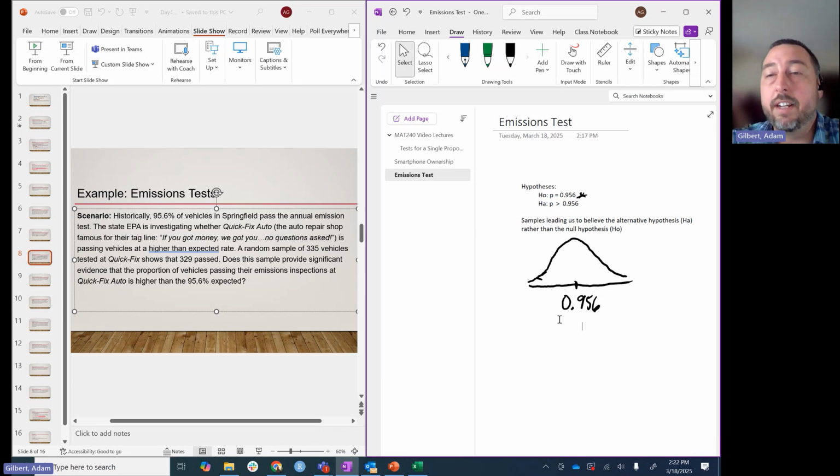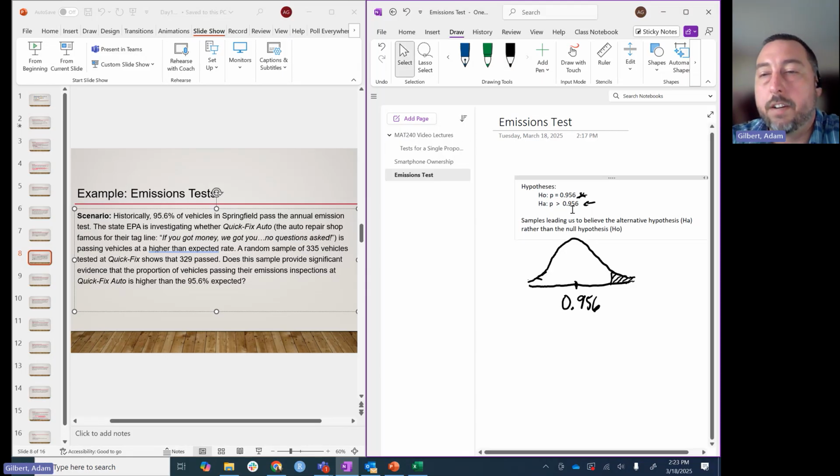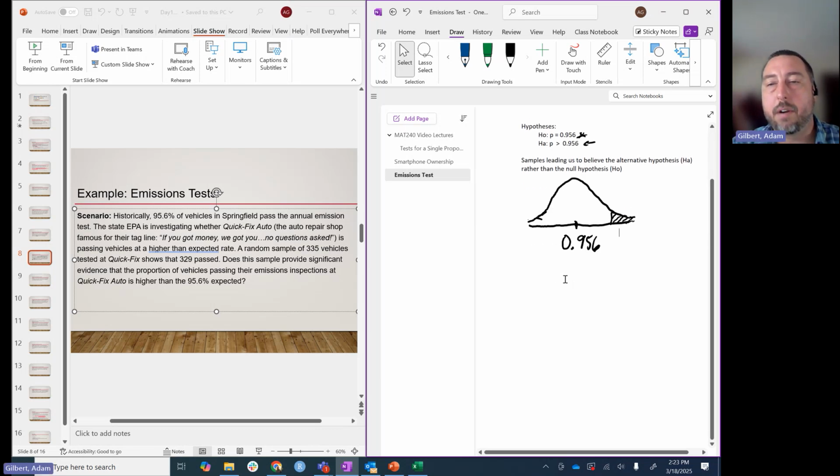Samples that would lead us to believe the alternative hypothesis instead of the null hypothesis would be samples that have an unusually high passing percentage. So they'd be up here in the upper tail. There's only one way that samples could lead us to believe the alternative hypothesis instead of the null hypothesis here. It would be higher than expected proportions. Lower than expected proportions wouldn't satisfy this alternative. Okay, so again, we'll come back to that towards the end of this process.